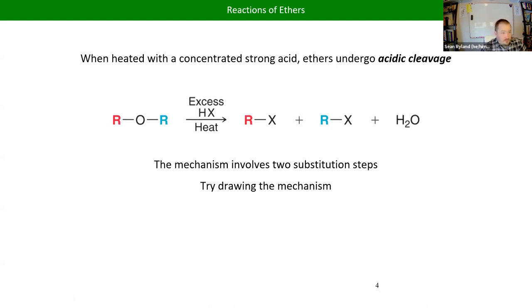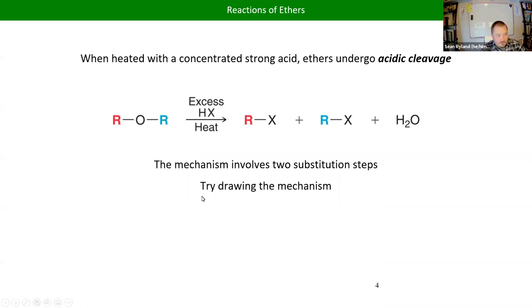And we can reverse that as well, although it doesn't go exactly backwards when we do that. If we heat an ether with a strong acid, we can wind up going through what's called acidic cleavage. So we're going to cleave the ether in half, and we're going to replace the oxygen bond with a halide in both cases, with whatever is attached to our strong acid.